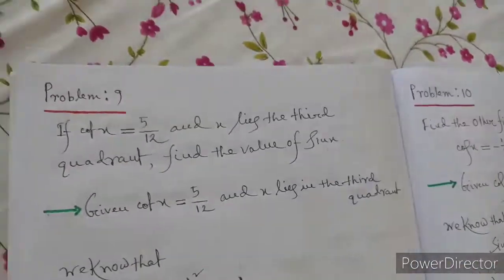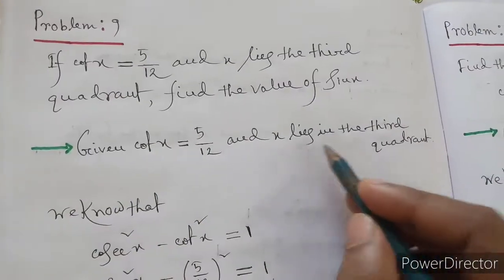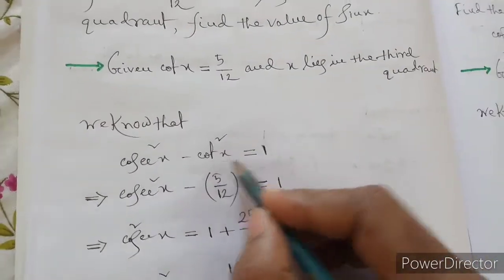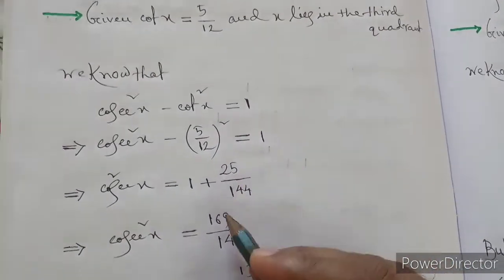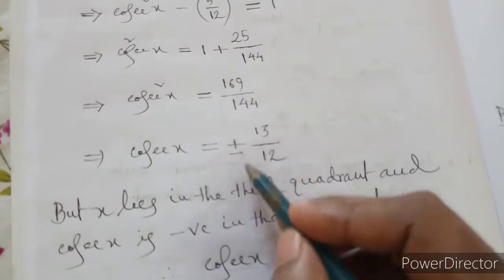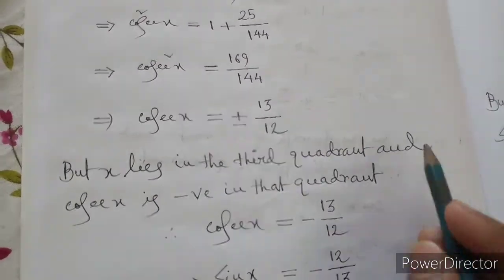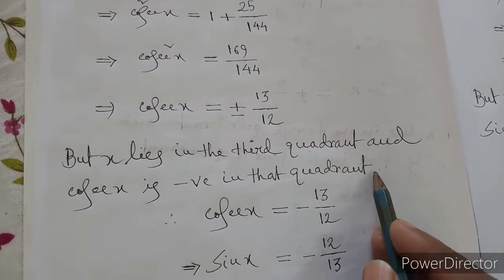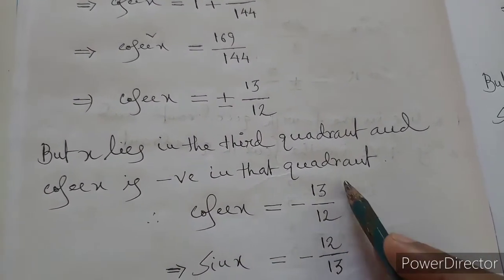How to find it? Given cot x equal to 5 by 12 and x lies in the third quadrant, we know that cosec square x minus cot square x equal to 1. So cosec square x equal to 169 by 144. So cosec x should be equal to plus minus 13 by 12. But x lies in the third quadrant and cosec x is negative in the third quadrant. Okay. So cosec x should be equal to minus 13 by 12.